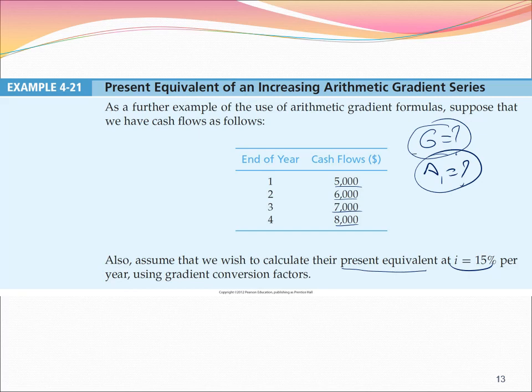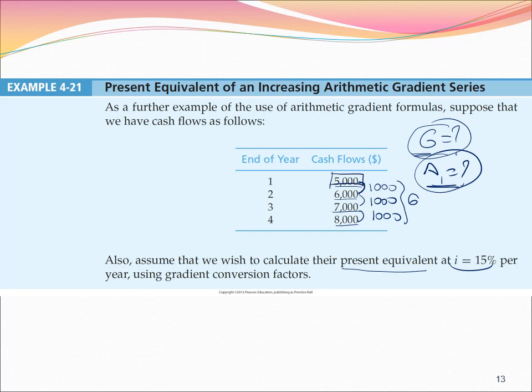And in order to test it, you need to look at the difference between two consecutive cash flows. The difference here is 1000, here 1000, and here 1000. And this difference is the same. It means that it's a linear gradient series, and G is equal to this 1000. Then what is A1? A1 is the first payment here, which is 5,000.